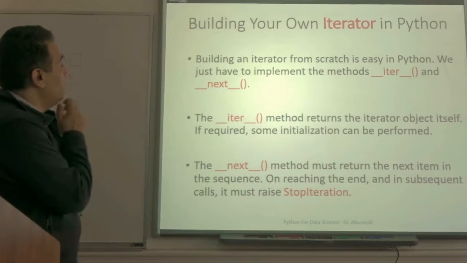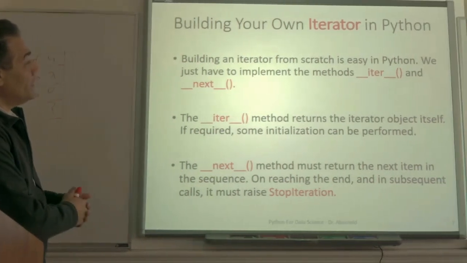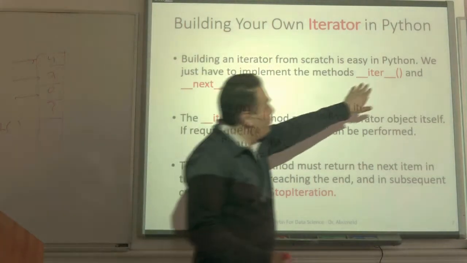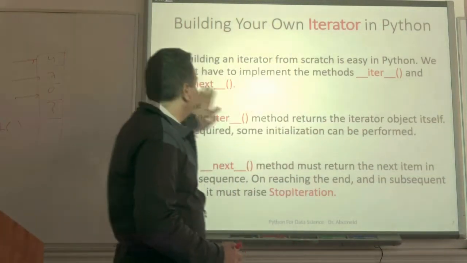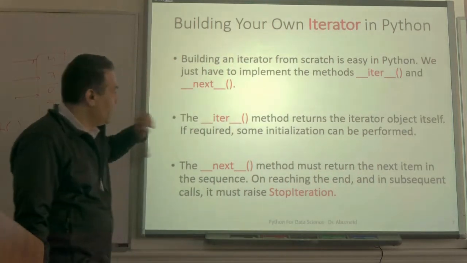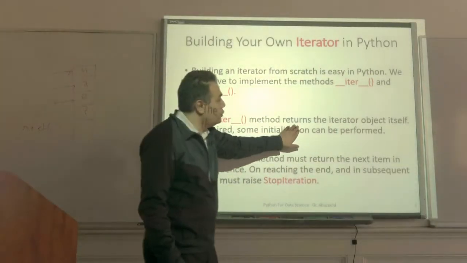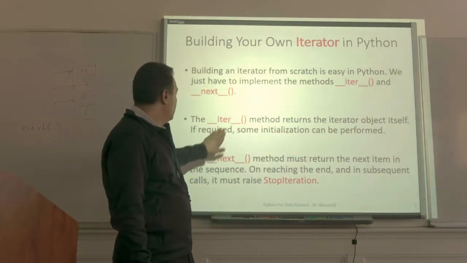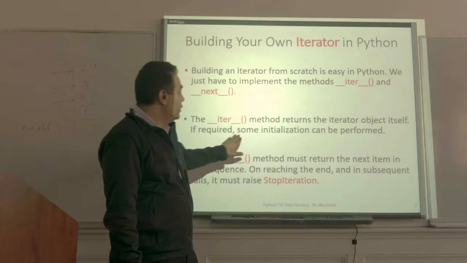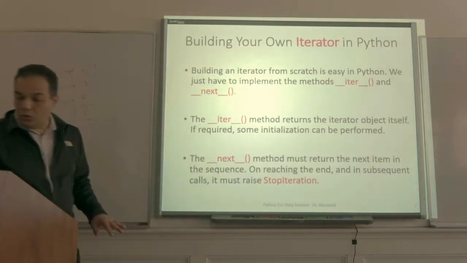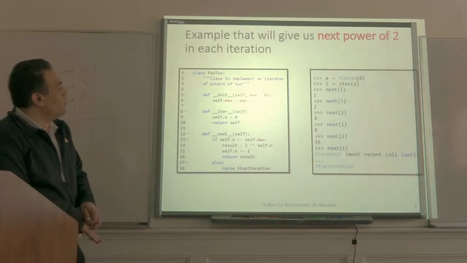All right, so building an iterator from scratch is easy in Python. We just have to implement this function and this function. That means we have to overload them, okay? The iter method returns the iterator object, so it always returns the iterator object. If required, some initialization can be performed. The next method will make you go through the iteration.